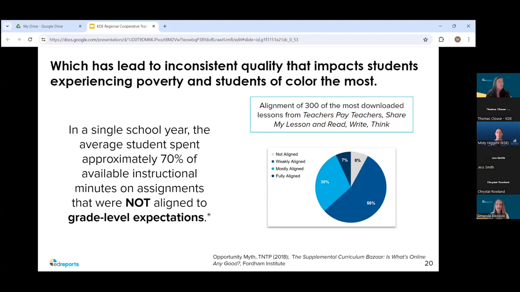When looking at online supplemental resources, this pie chart here illustrates that those resources are often weakly aligned and often offer limited supports to students. In this 2019 study, you can see that the resources vary in the sense of not aligned, weakly aligned, or mostly aligned. What this has led to, and what TNTP's Opportunity Myth shows us, is that students are spending approximately 70% of instructional minutes on assignments that are not aligned to grade level expectations.